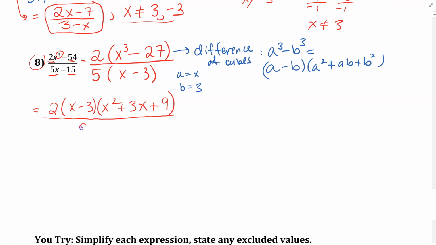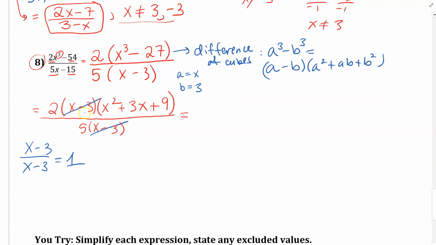Meanwhile, the denominator was already completely factored before. All it had was a GCF of 5. But I'm noticing a common factor of x minus 3, right? x minus 3 divided by x minus 3 is equal to 1. Therefore, I can cancel it out. So it turns out those numbers actually didn't reduce at all.